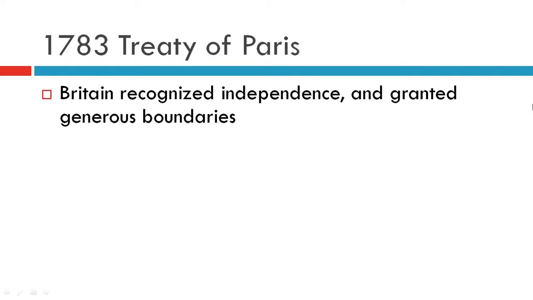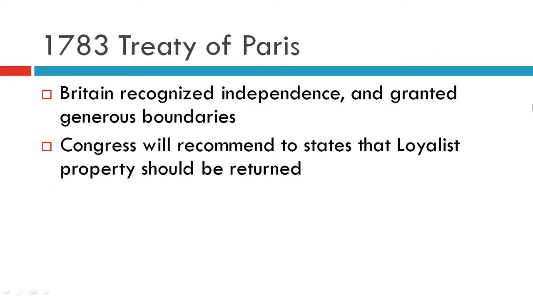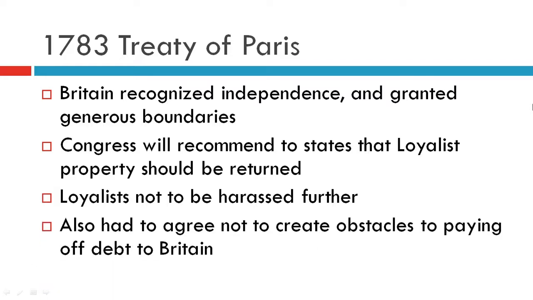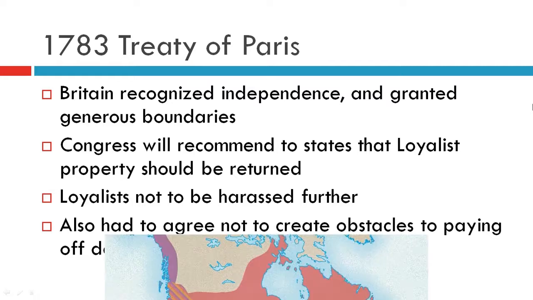In terms of the terms of the treaty, Britain recognized American independence and also granted generous boundaries, which I'll show you a map of in just a second. Congress also was supposed to recommend that Loyalist property be returned and that Loyalists would not be harassed. Much of the Loyalist property was actually confiscated, as I said earlier. In addition to that, the states and the United States had to agree not to pass any laws that would become barriers or obstacles to paying off debt that was owed to Britain.